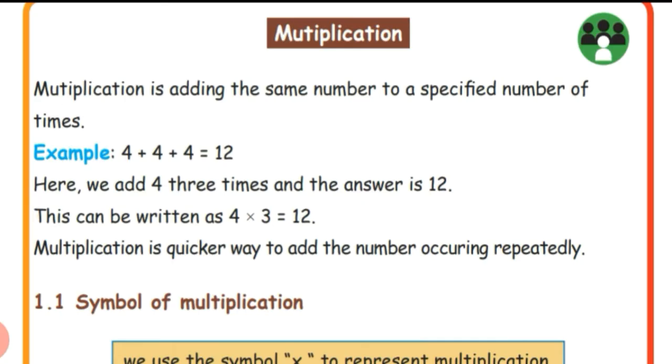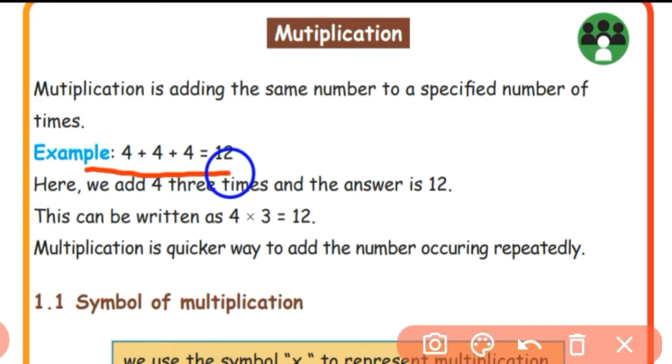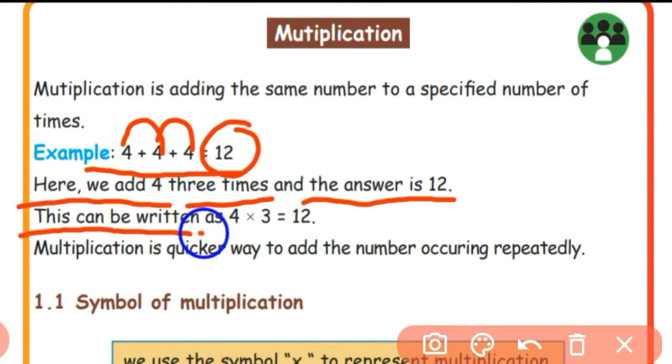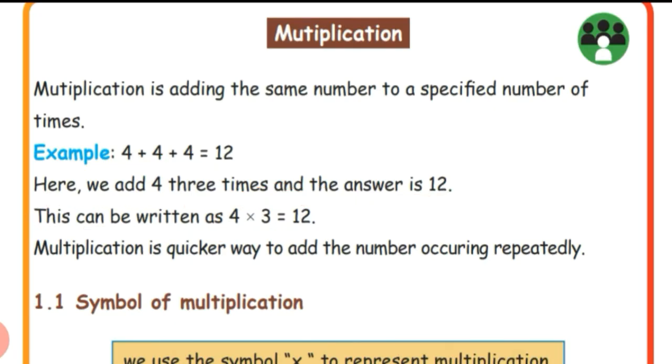See this example, 4 plus 4 plus 4 is equal to 12. Here we add 4 three times. 4 plus 4, 8. 8 plus 4, 12. The answer is 12. 4 into 3 is equal to 12. This is a multiplication fact or multiplication sentence. Multiplication is the way to add the number occurring repeatedly.